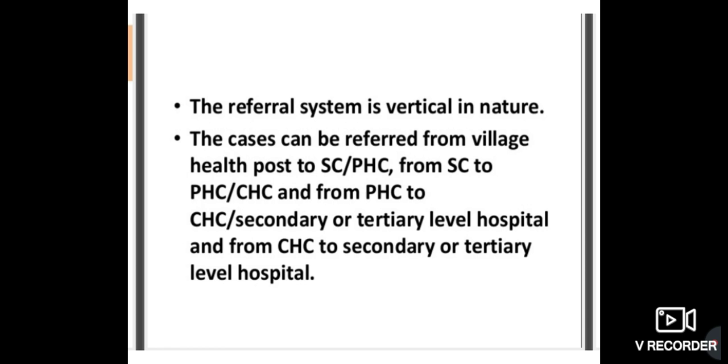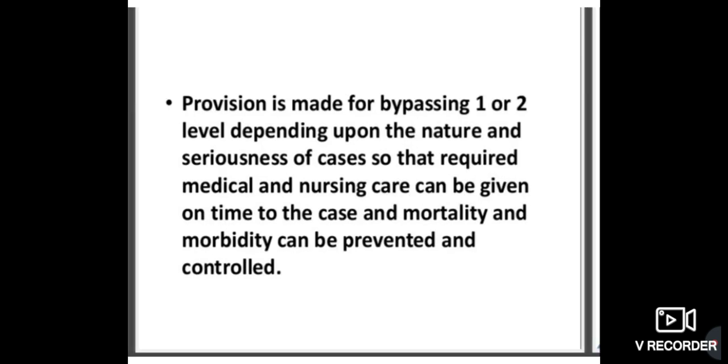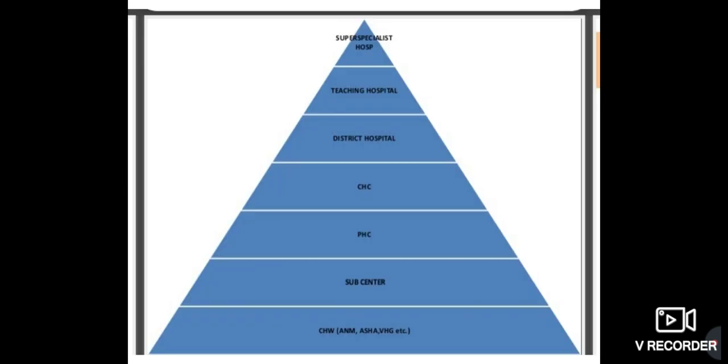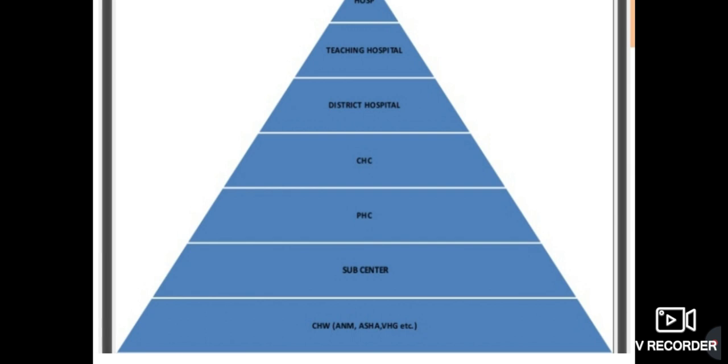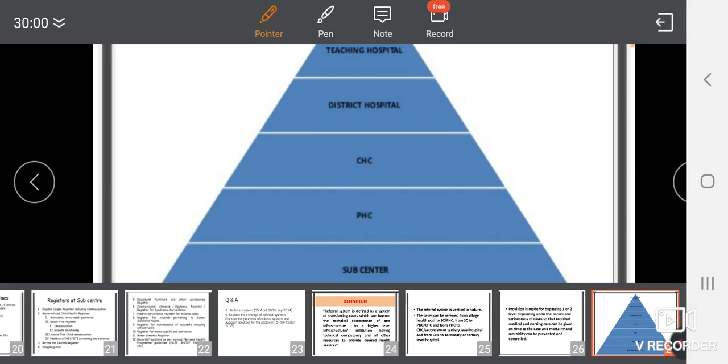Here, the referral goes from the village health post to the subcenter or PHC, from the subcenter to the PHC, PHC to CHC, CHC to secondary care, then tertiary, then other medical colleges. There is a provision of bypassing 1 to 2 levels depending upon the nature. This is one of the diagrams. We can see the level of care where we begin: ANM or ASHA workers identify the disease condition, then to the subcenter, then the PHC.